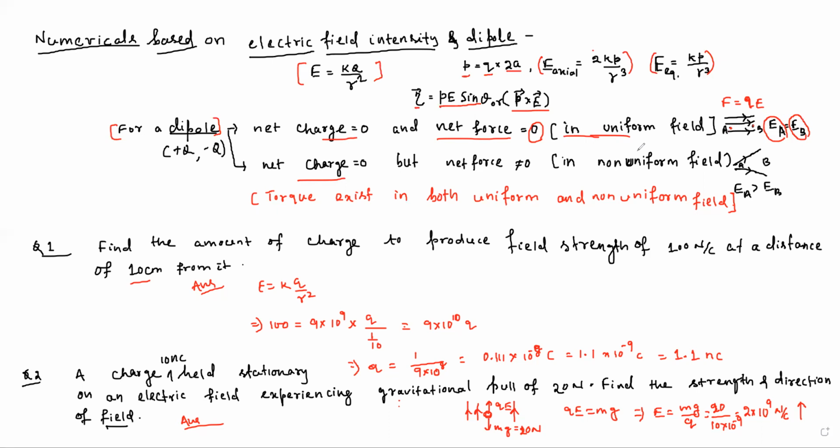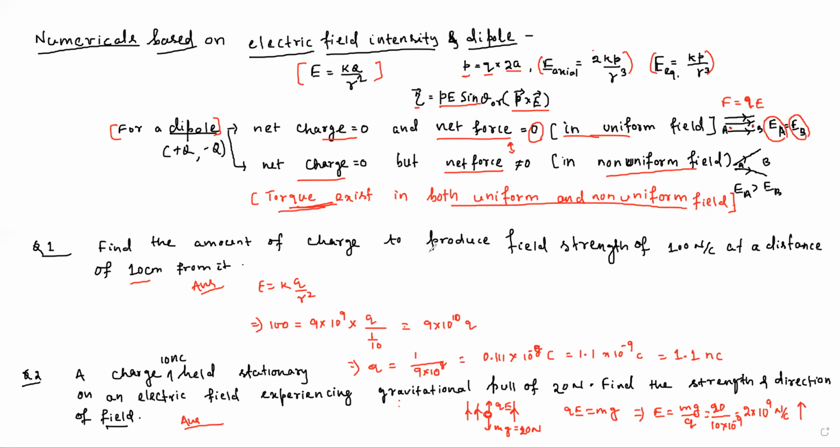And for the non-uniform field, if we place a dipole inside a non-uniform field, net force will not be 0. This is the main difference. Net force will not be 0. And torque exists in both uniform and non-uniform fields. This is very important. Combining these sentences, many times the question has been asked, which sentence is correct.